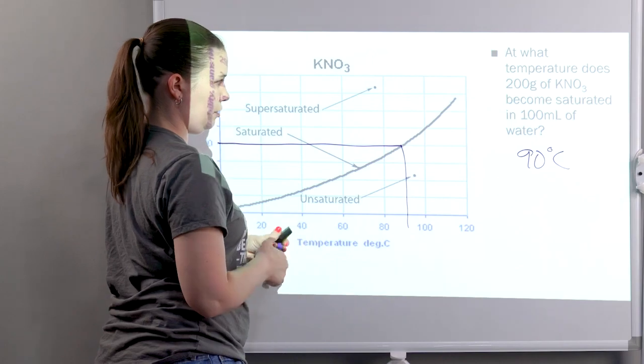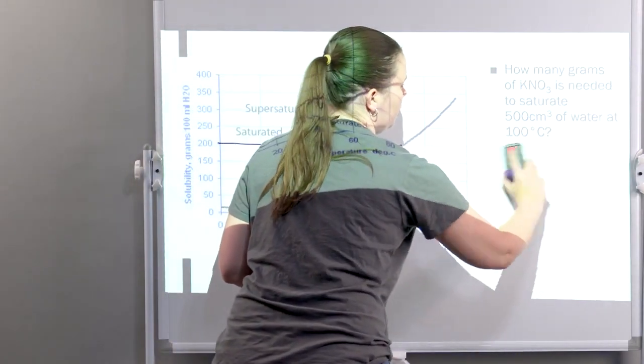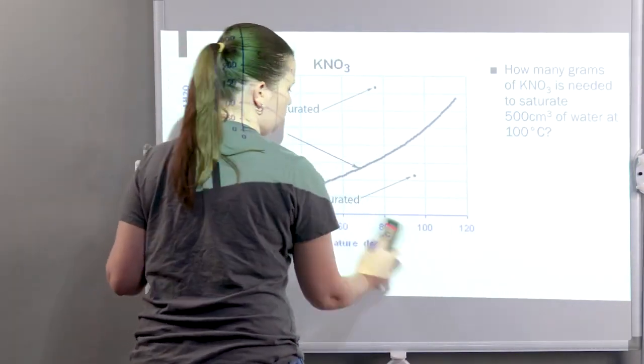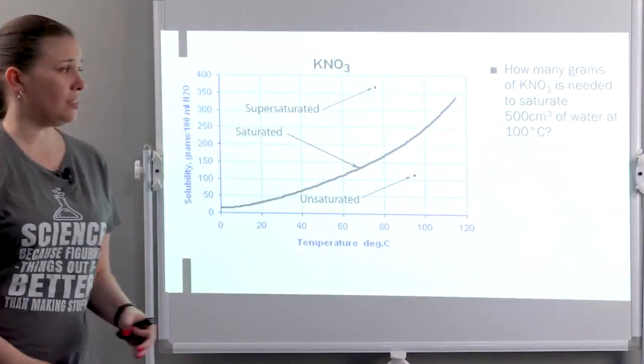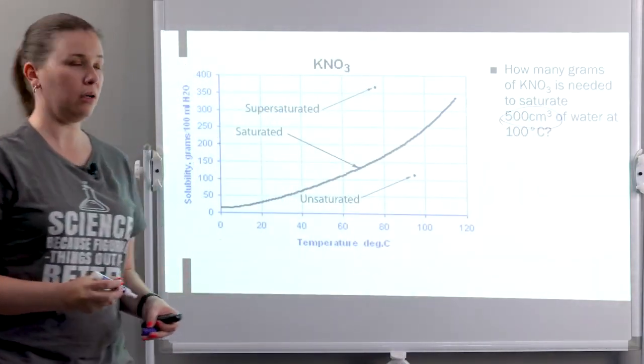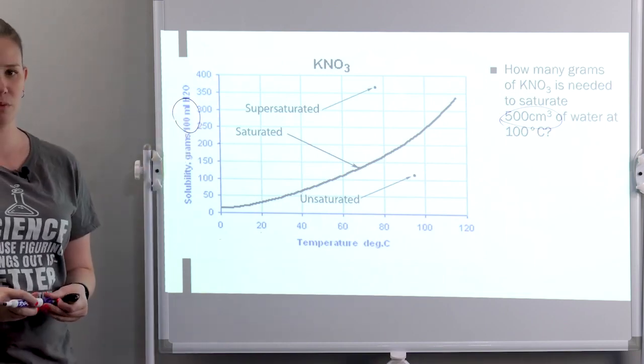So I'm reading the line. Let's try one that's a little bit trickier. This time it does tell me the temperature and asked for grams, very similar to the first question. But the thing that's different this time is that it asks for 500 cubic centimeters of water, which does not match up to my 100 milliliters of water.